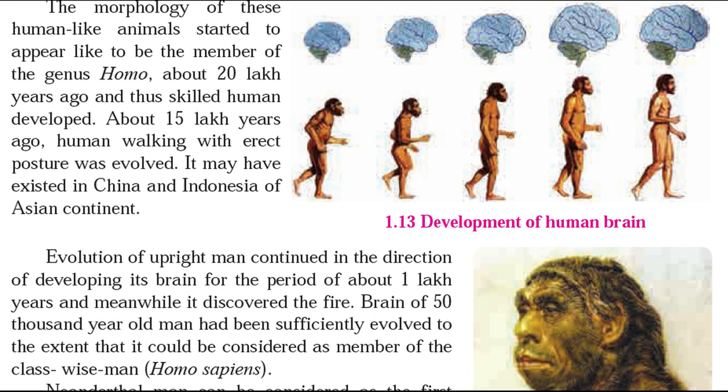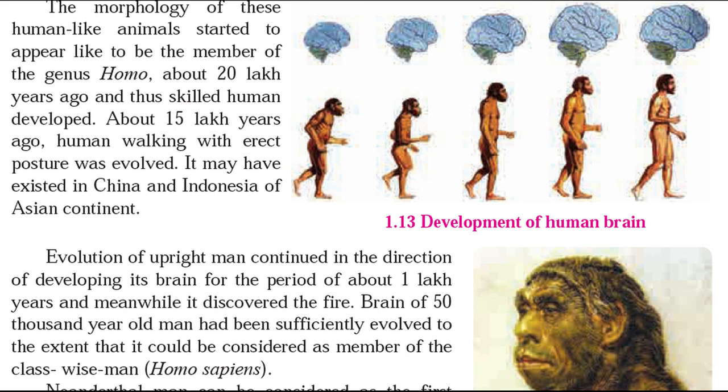Thus, skilled humans were developed. About 1.5 million years ago, human walking with erect posture was evolved. It may have existed in China and Indonesia of the Asian continent. Evolution of upright human continued in the direction of developing its brain for a period of about 100,000 years, that is 1 lakh years, and meanwhile it discovered the fire.